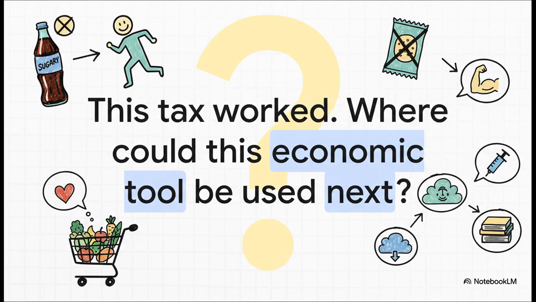This economic intervention was a success. It changed behavior from both consumers and producers, and it delivered the biggest health benefits to the people who needed them most. And that leaves us with one final big question. If this economic tool worked so well for sugar, where else could we apply it to tackle some of society's other big problems?